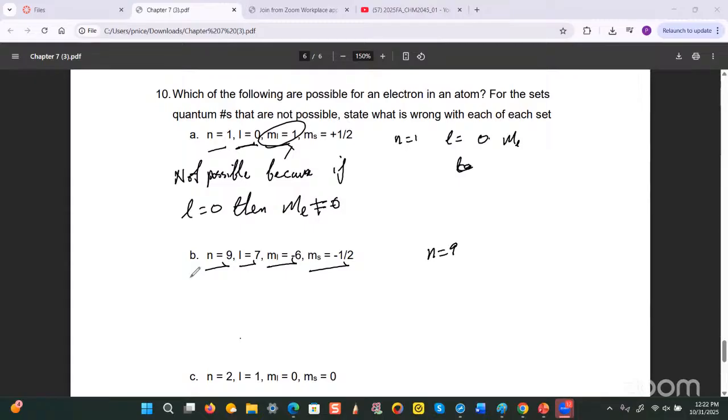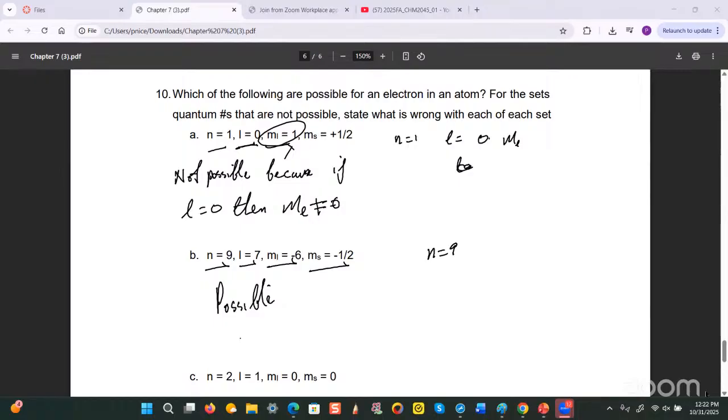L equal to 7, right? Because if n is equal to 9, L can be equal to all integers from 8 all the way down to 0. And if L is equal to 7, then ML can be -6 because ML can be from +7 to -7 and so on. So therefore, I'm just going to write here that this is possible and leave it at that. All right? Okay. Let me clear this.